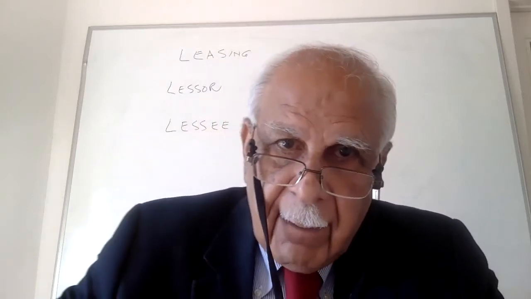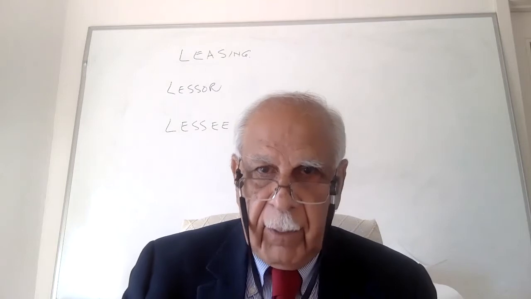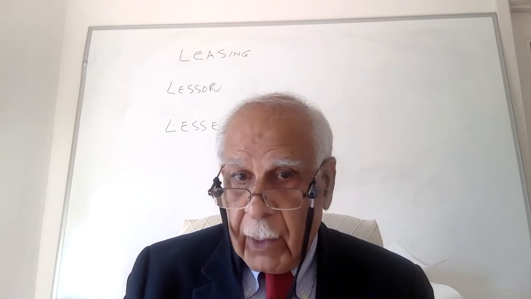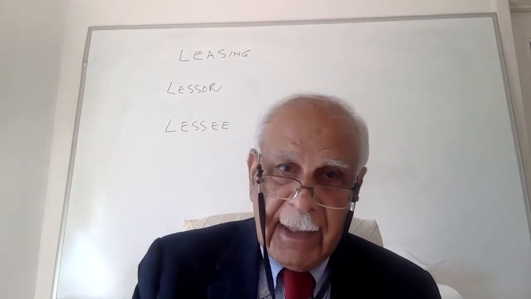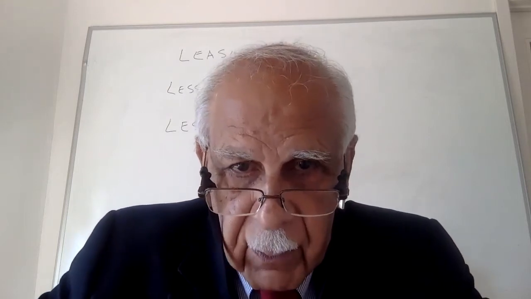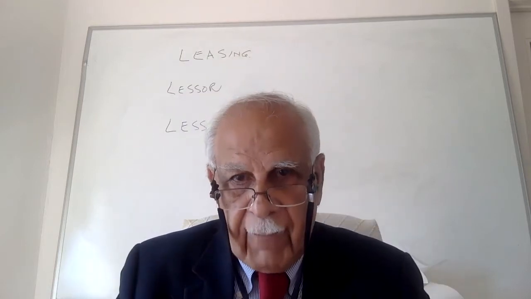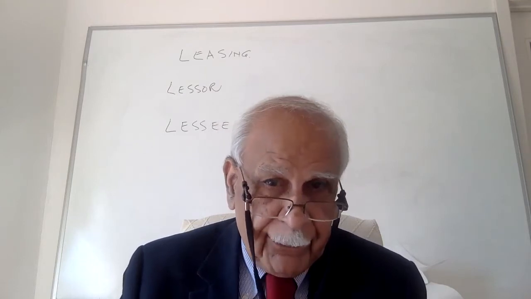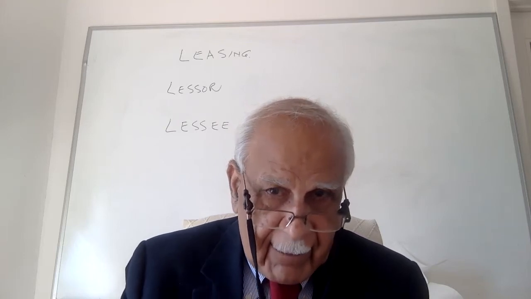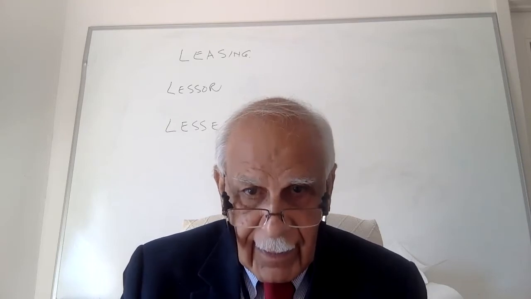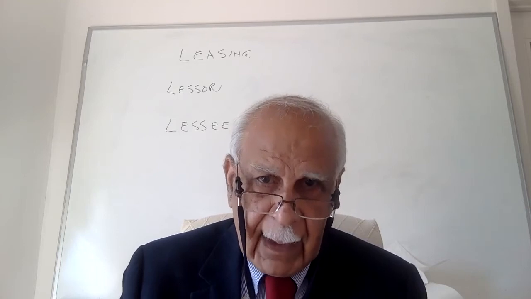Whenever the subject of leasing comes up, there are two words that you have to be familiar with. The words are on the board. One is called lessor, with the O-R. The lessee, with the double E at the end. You notice that? Let's be clear about what they mean. The word lessor means the owner of the house or apartment that you're renting. He's the lessor, the owner. If you're renting from him, you're the lessee, the renter. Keep that in mind. Lessor and lessee.